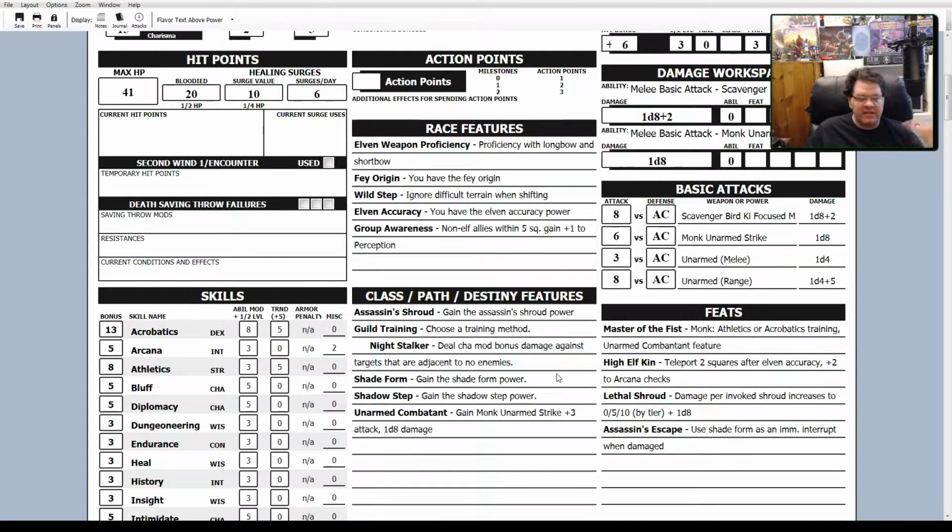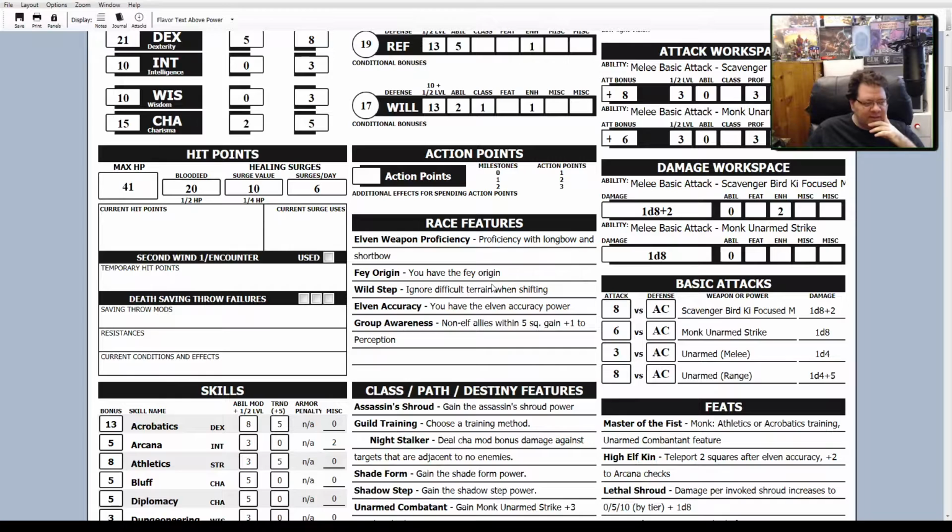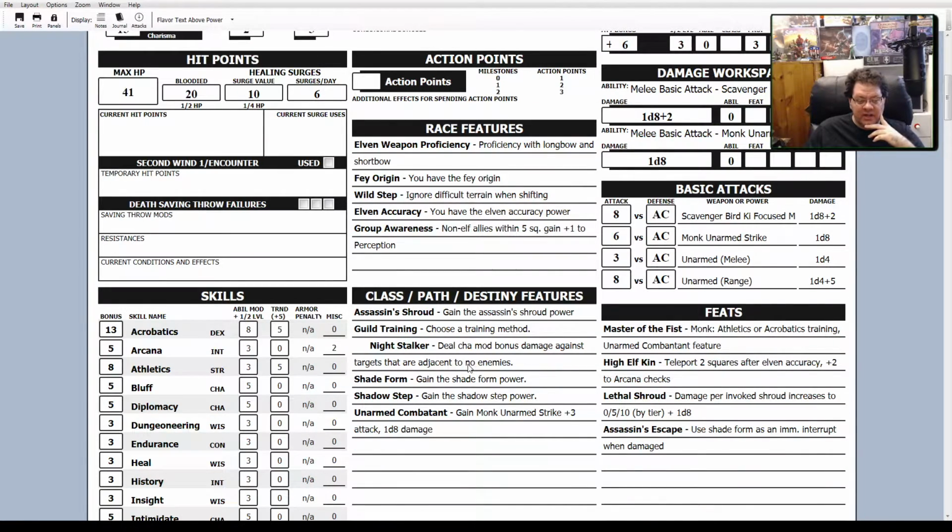Night Stalker means I do Charisma mod bonus damage against targets that are adjacent to no enemies. That's the other thing that's kind of interesting about this, it's actually a Dex-Charisma character. So its primary stat is Dexterity, and its secondary stat is Charisma. So that's always interesting. So yeah, I do extra damage equal to my Charisma modifier. I get a couple things, like I get Shadow Step and Shade Form, and then the unarmed combat comes from one of my feats.